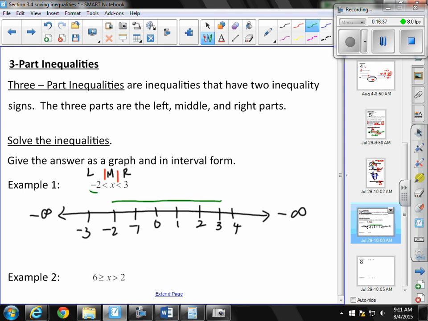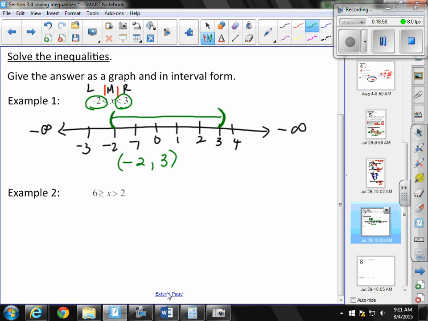If I look at -2, I have a less than sign, means I'm going to use a parenthesis. At 3, I have a less than sign. I'm going to use a parenthesis there as well. So my interval is from -2 to 3 using parentheses at both endpoints.